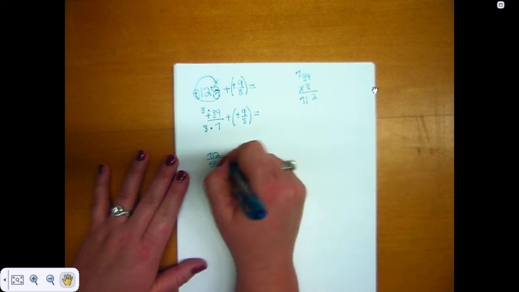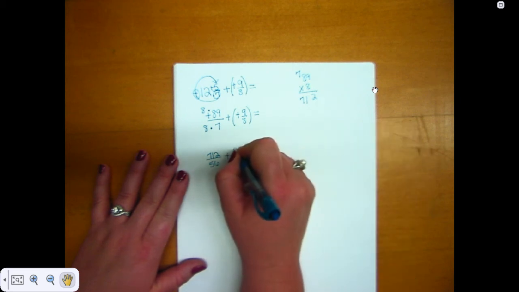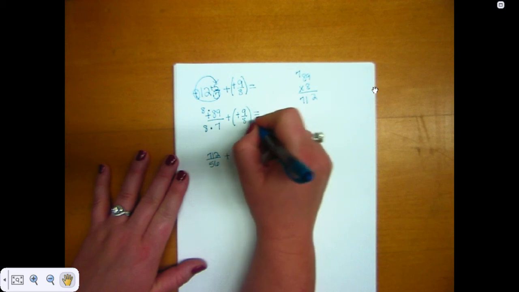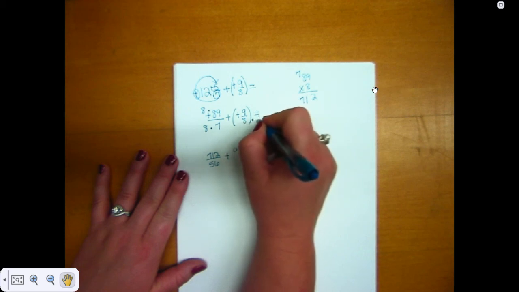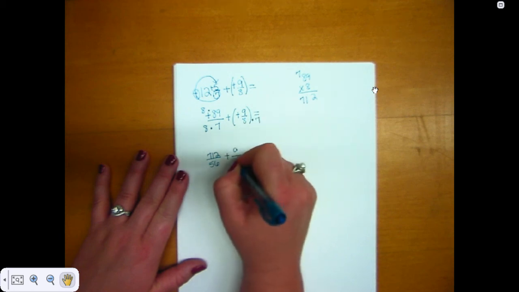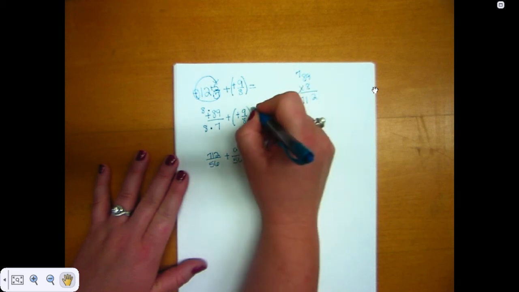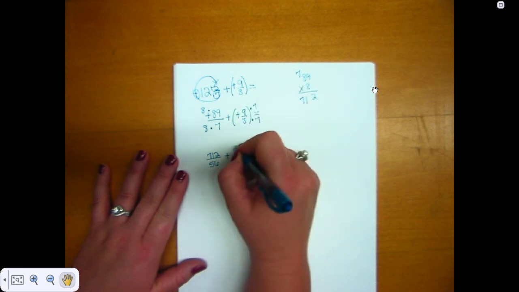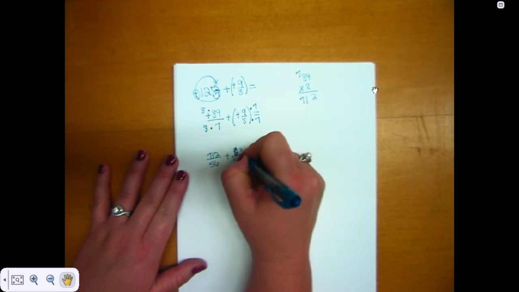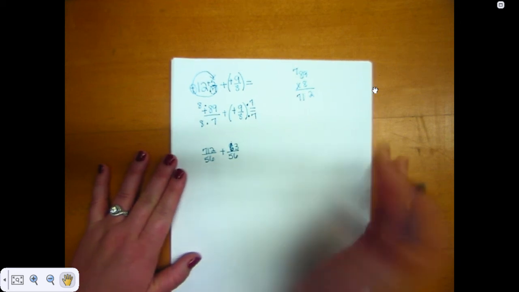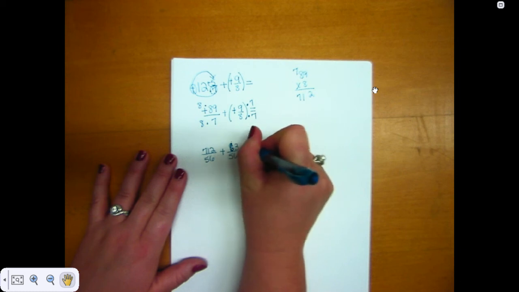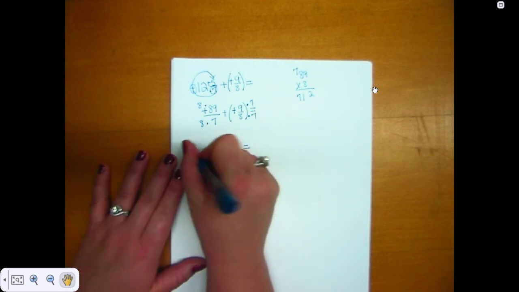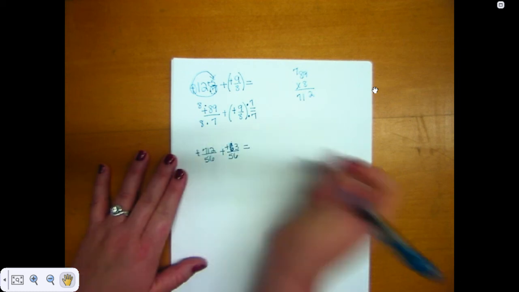Okay, now plus 9/8. Oh, I'm sorry. We got to convert this. 8 times 7 is 56. And 9 times 7 is 63. I almost forgot what I was doing. Okay, this is positive and this is positive.